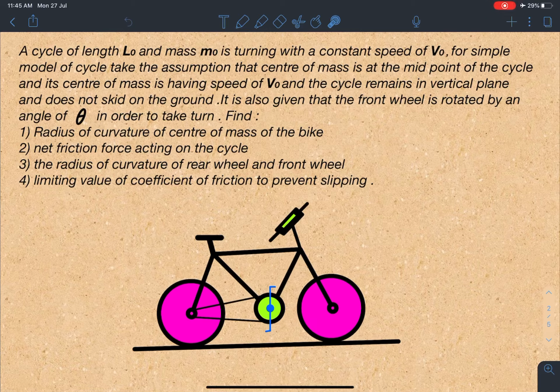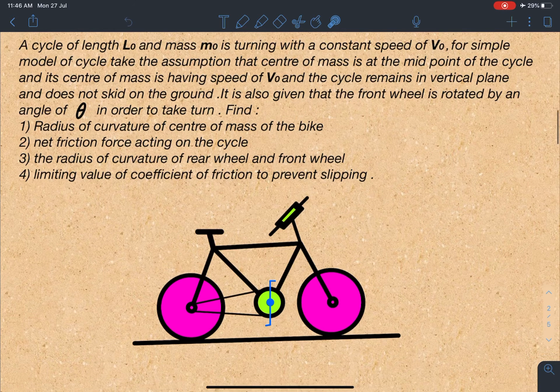Find number 1 is radius of curvature of center of mass of the bike or cycle. Second is net friction force acting on the cycle. Third part is the radius of curvature of rear wheel and front wheel. And fourth one is limiting value of coefficient of friction to prevent slipping. So these are the ideas. Mainly here we are going to discuss the translation part of this motion, and I'll be coming up with another video on the cycle where I'll be discussing the rotational dynamic concept on the same topic. Alright, so let's start our solution here.